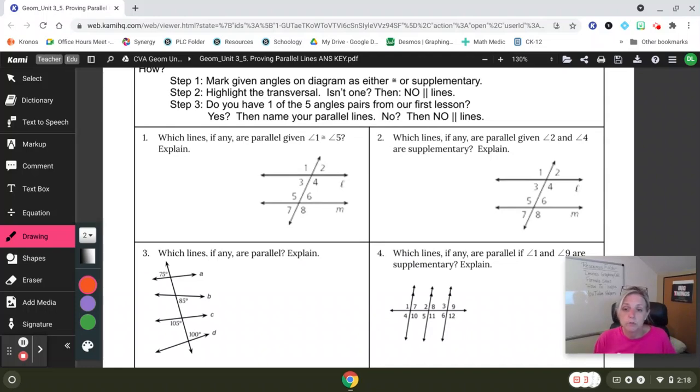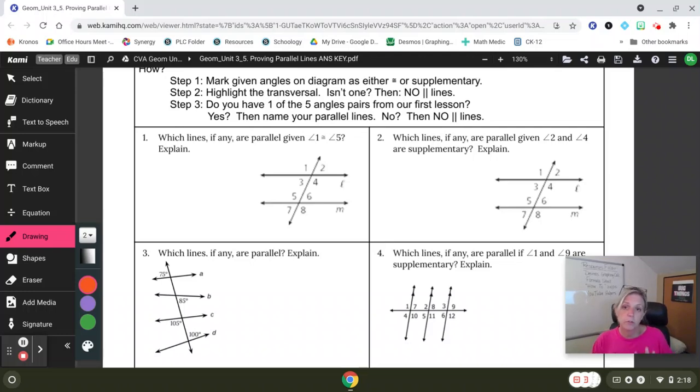Based on those 2 angles that they're given, now we're going to highlight the transversal. So if we cannot find a transversal, or if there isn't a transversal, then that means we don't have parallel lines. So we can stop right there. But if we do have a transversal, then we need to use that and look at those 2 angles that were given and figure out, do we have one of those 5 angle pairs from our very first lesson? If we do, then we can use those to name our parallel lines. And if we do not, then we cannot.